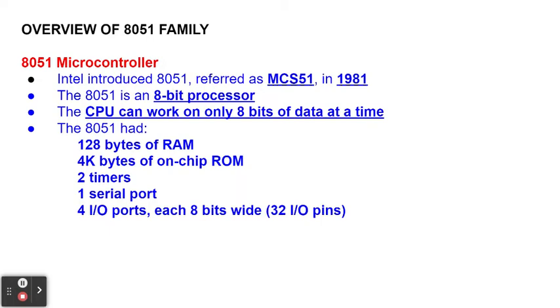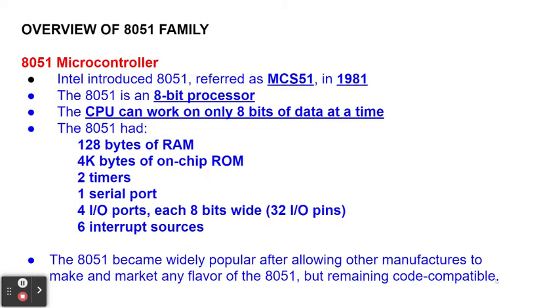If you multiply 4 input-output ports by 8 bits wide, it will be 32 input-output pins. We also have 6 interrupt sources. The 8051 became widely popular after Intel allowed other manufacturers to make and market other models of the 8051, but all of them remain code compatible.